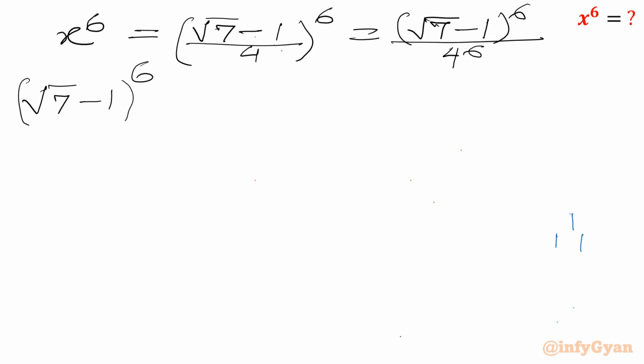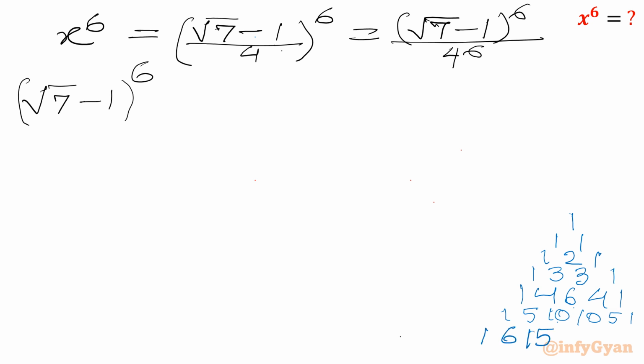So 1, 1, 1, 2, 1 for power 2. Coefficients will be 1, 3, 3, 1 for power 3. 1, 4, 6, 4, 1 for power 4. 1, 5, 10, 10, 5, 1 for power 5. And for required power 6, 1, 6, 15, 20, 15, 6, 1.